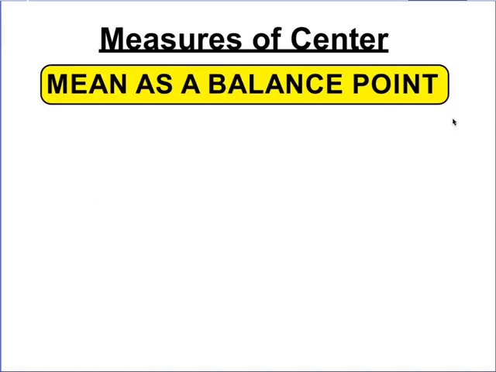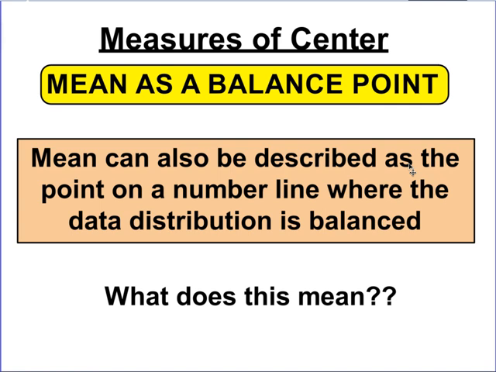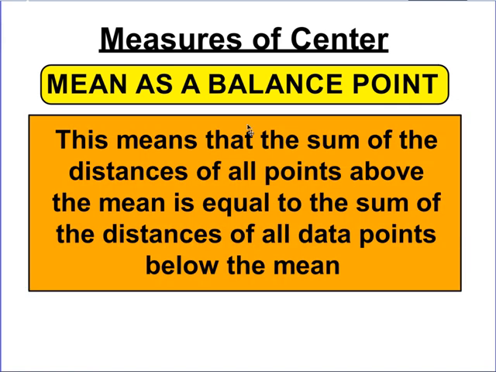All right, now let's explore mean as a balance point. So I'm going to give you some definitions about what this means, and then we're going to do an example to show you. So mean can also be described as the point on a number line where the data distribution is balanced. You're probably thinking to yourself, what does that mean? I have no clue what you're talking about. Well, here's another way to explain it.